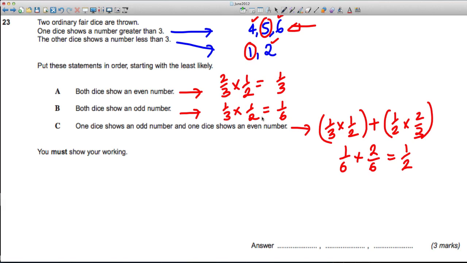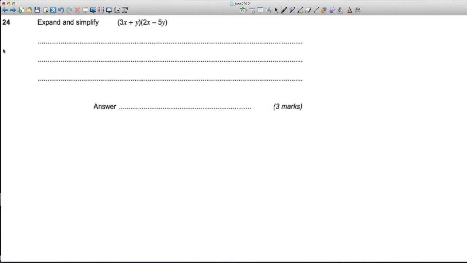Okay, so put them in order, therefore, from least likely. So least likely must be B, which is the smallest number. Then the next smallest one would be A, and the next smallest one would be C. Okay, and it's as simple as that.